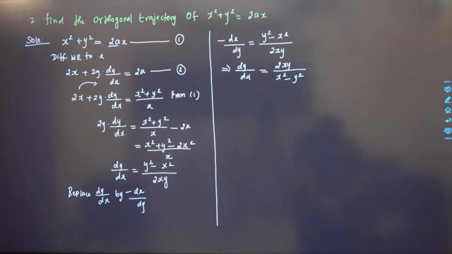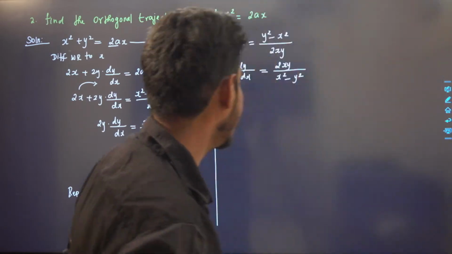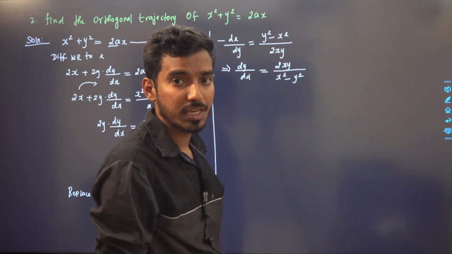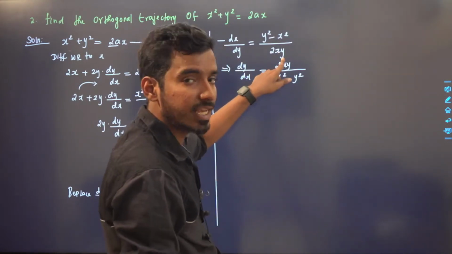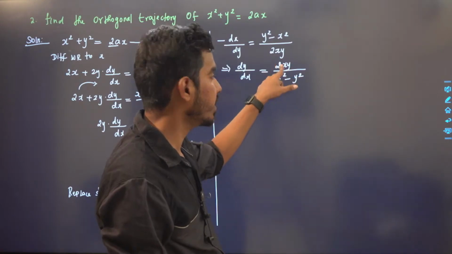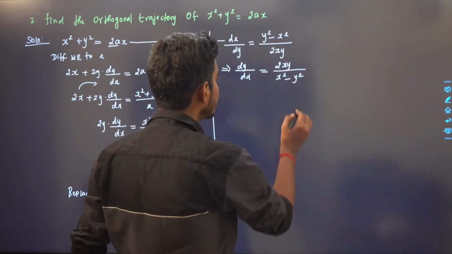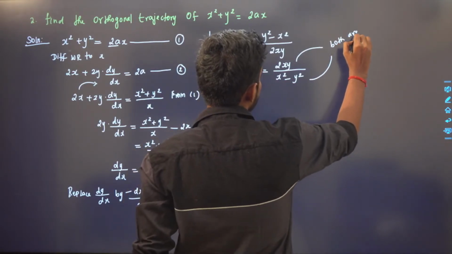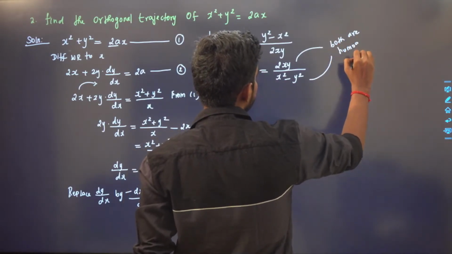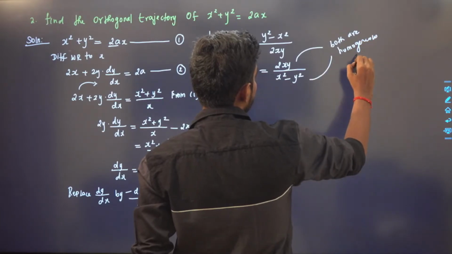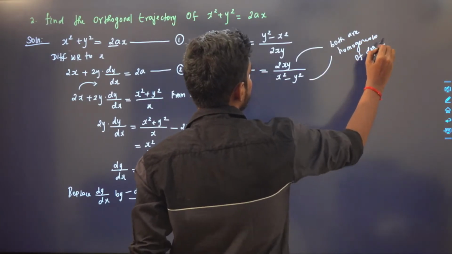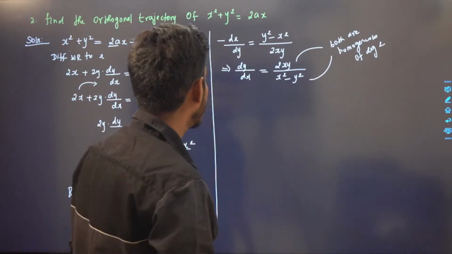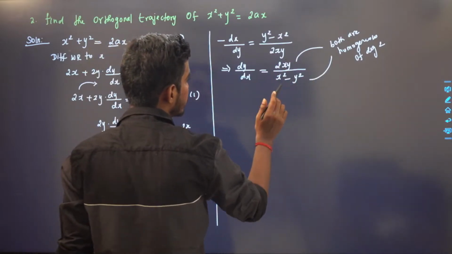Now what is this equation? This is a homogeneous differential equation, right? The numerator and denominator both are homogeneous of degree 2, right? So f of tx comma ty is equal to t square f of x comma y. So this is a homogeneous differential equation.